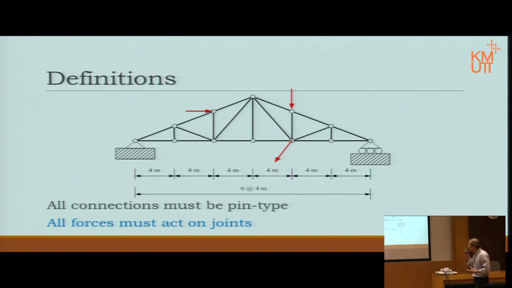The definition, the rules are two of them. One, all connections must be pin type. Number 2, all forces must act on joints. Those are the 2 specific rules. Next, because we have so many joints, we have to find a way to separate the joints so that we know which one we're talking about.